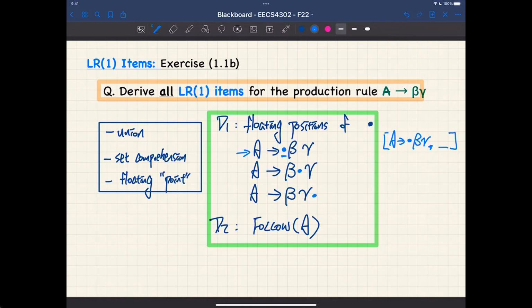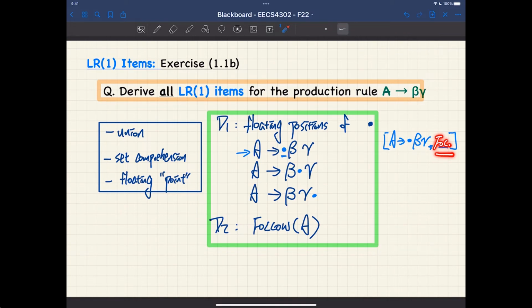The lookahead symbol. The lookahead symbol here can be any member of the follow set of A. So we cannot put just follow over here. It's not allowed. It should be a single symbol. So that's why set comprehension could be useful.